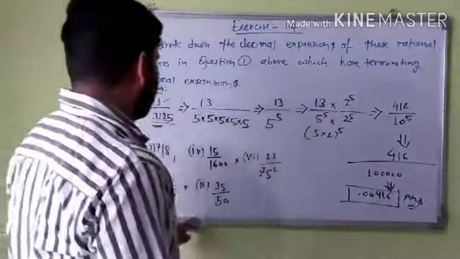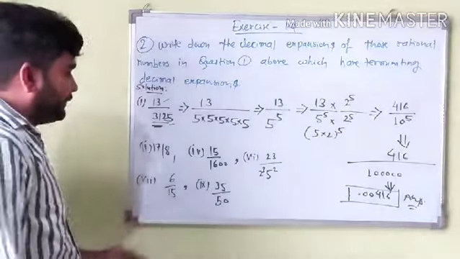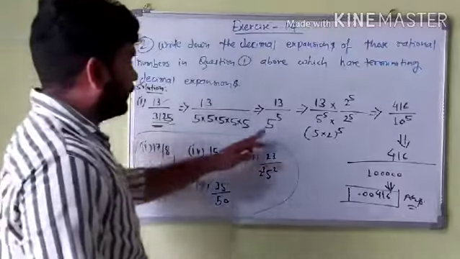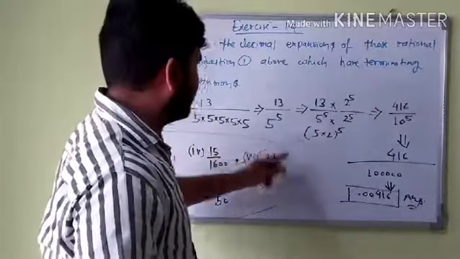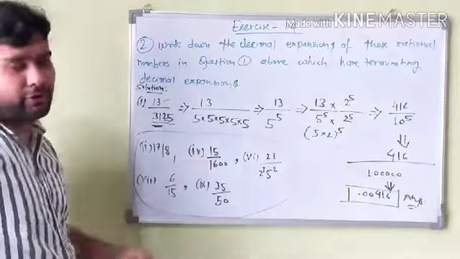So these are the numbers which have terminating decimal expansions. Please do it by yourself according to this concept. This concept is always the same in all the questions.